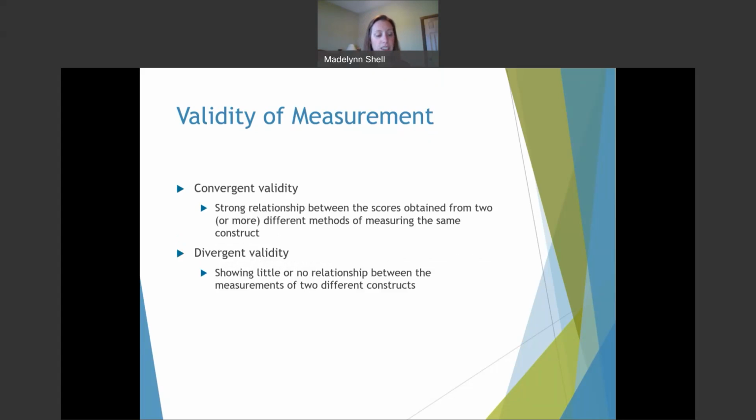Related to that is convergent validity. This is the idea that you get similar scores on measures of related constructs. For example, your attitudes towards exotic pets should be negatively correlated with your attitudes about animal abuse. So is it related to other things that are related in a positive way? Divergent validity is that measures of different constructs don't go together.